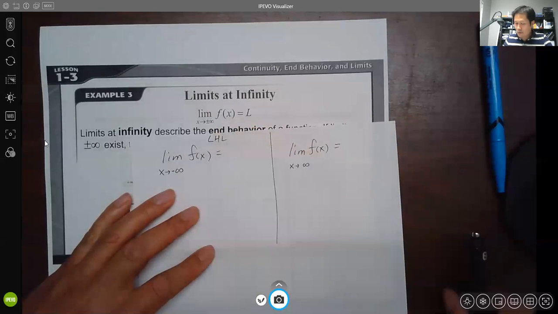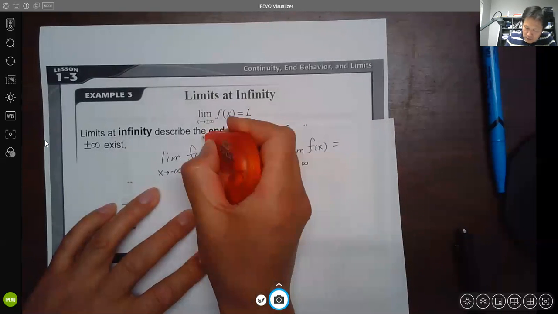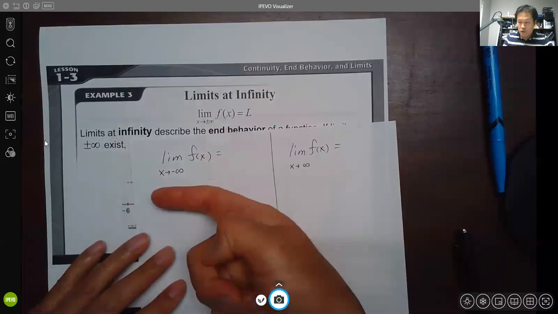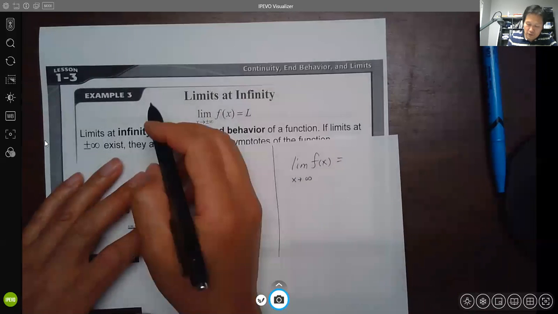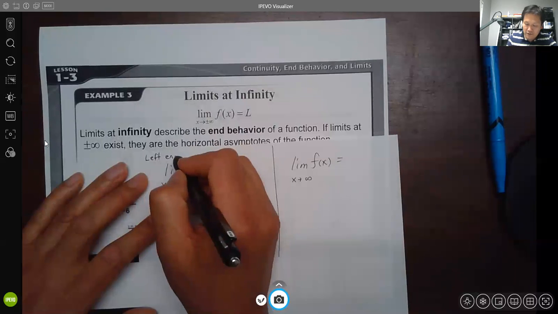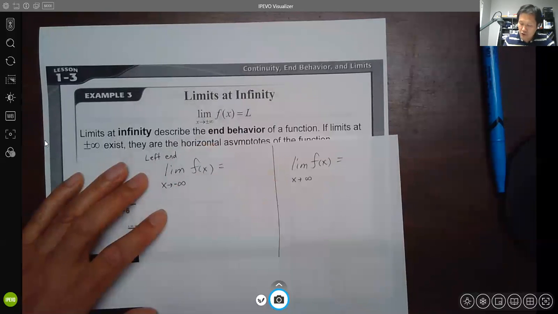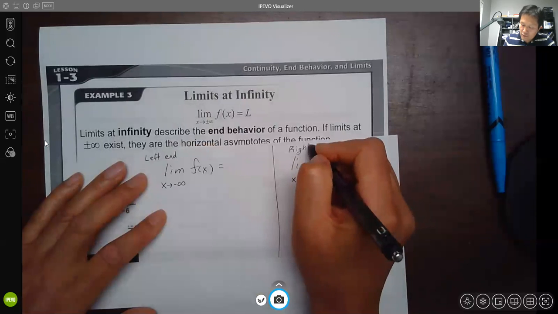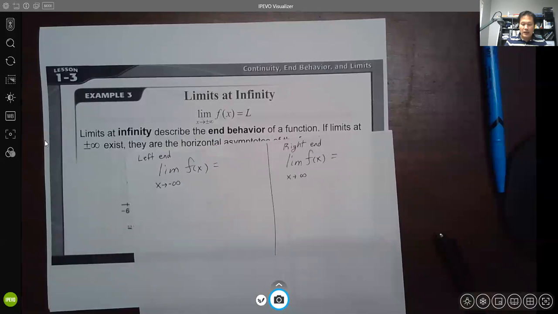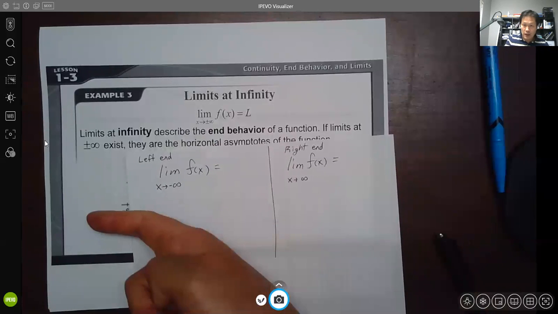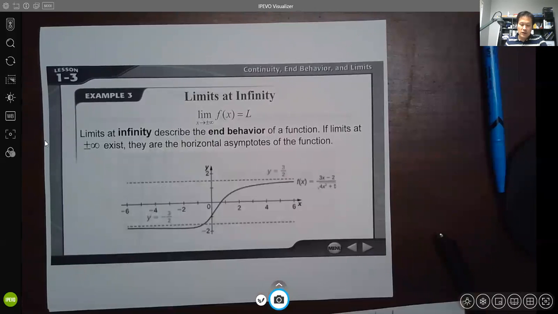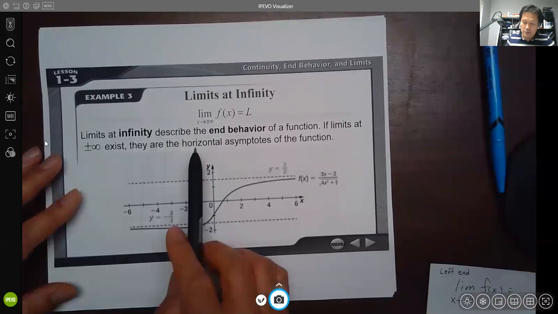Right. No, let's not use that. That's more like a limit to a point. So this is as you keep going to the left, as you move to the left. So left-hand limit. And this will be right-hand. As you go to the right, as you go to the left. So x approaches minus infinity as you move to the left. x approaches infinity as you move to the right. So that's infinity. And that deals with the end behavior of a function.